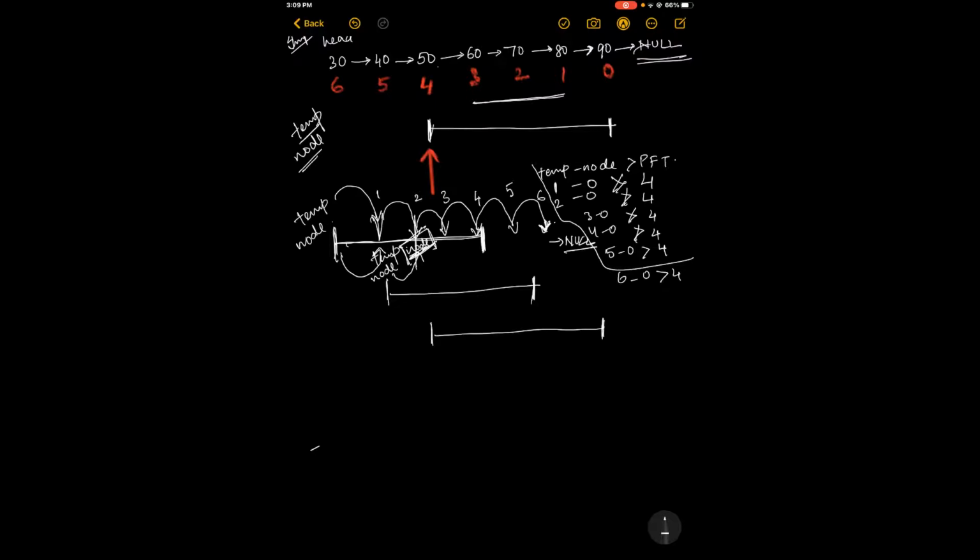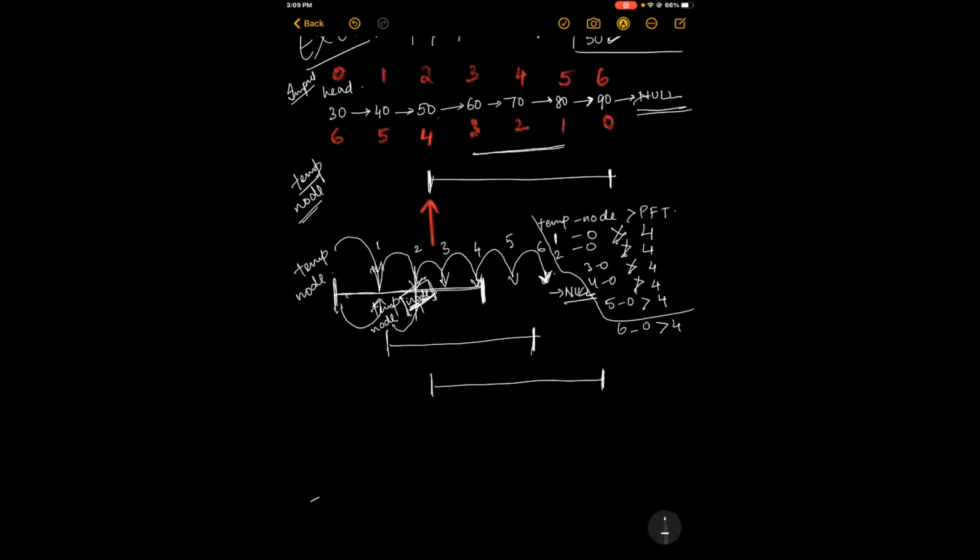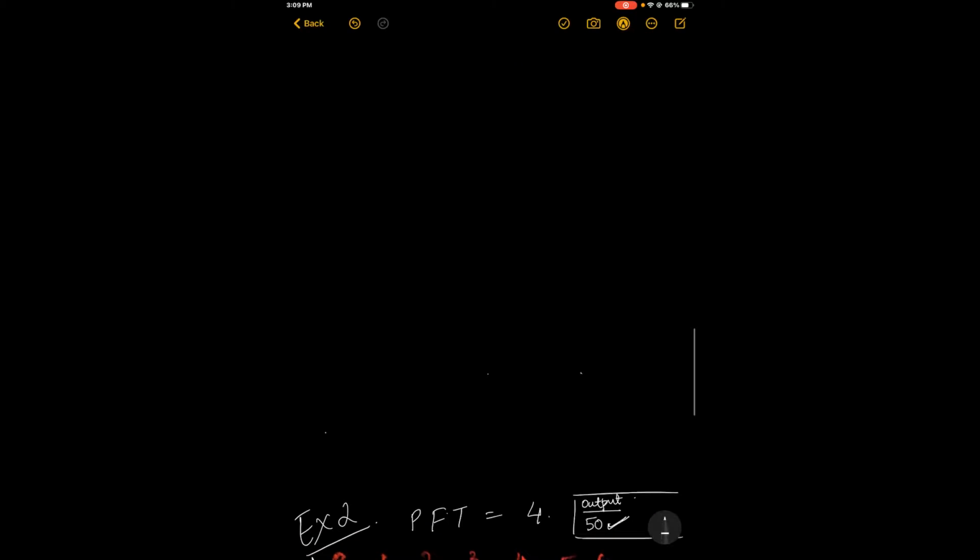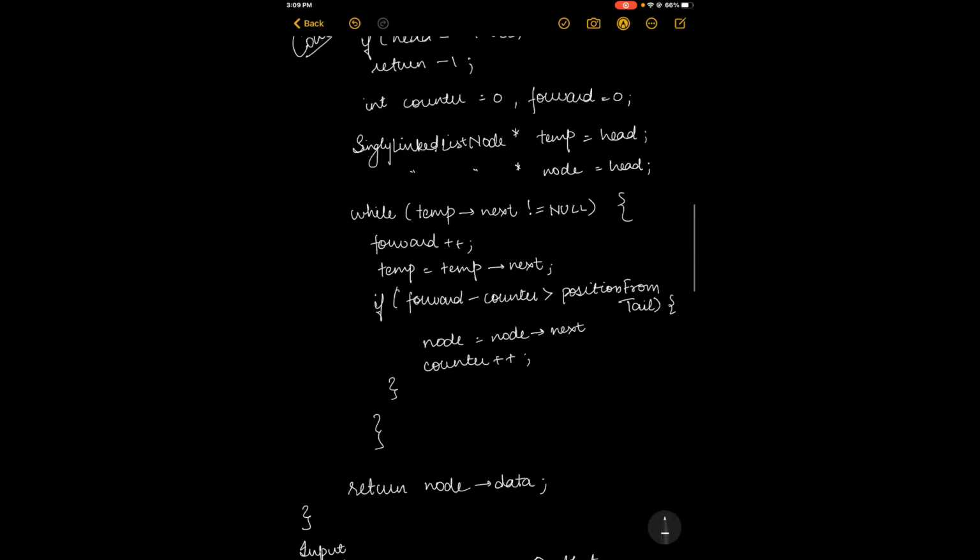So in our case, as soon as temp reached the 6th index, node was at the 2nd index, and we can now print the value of the node at the 2nd index, which is 50, and this is what was desired. So let us now look at the code.